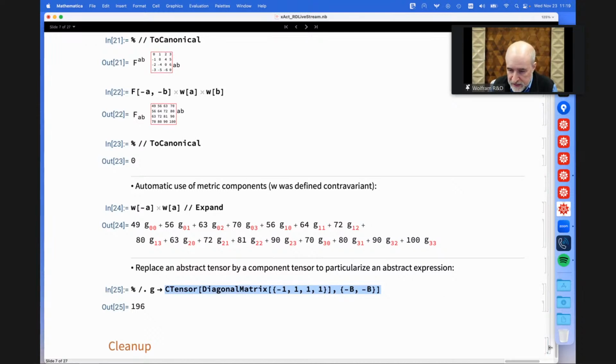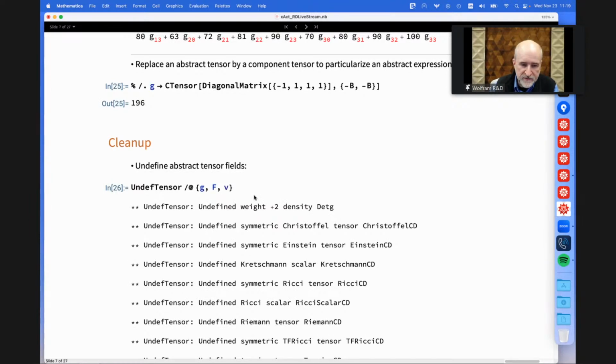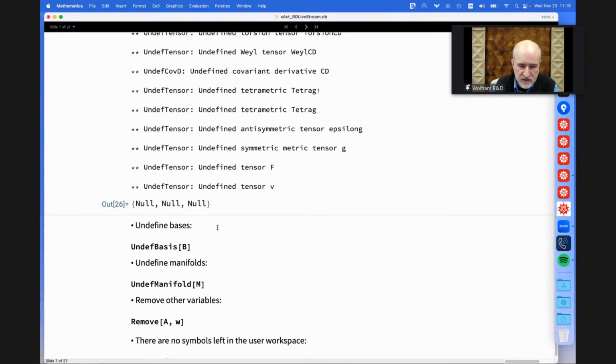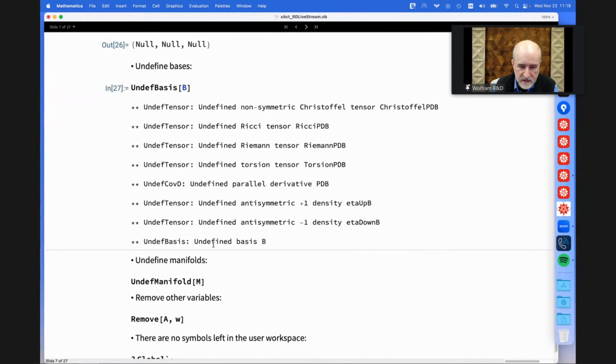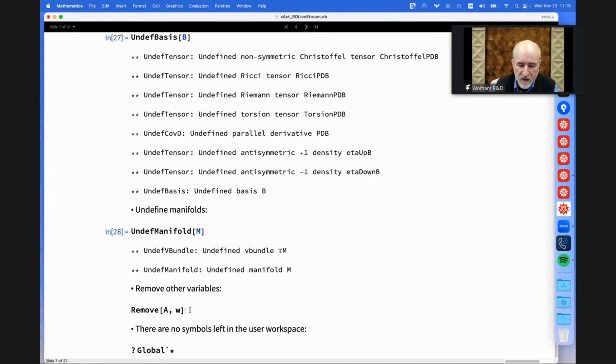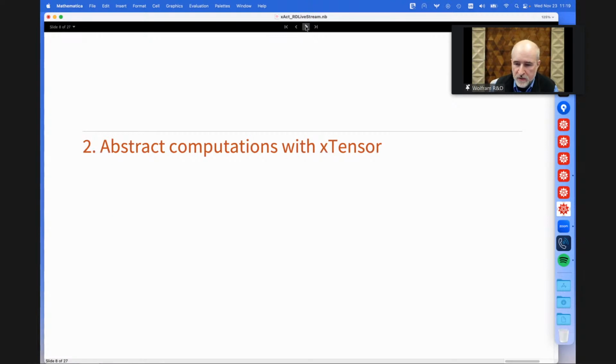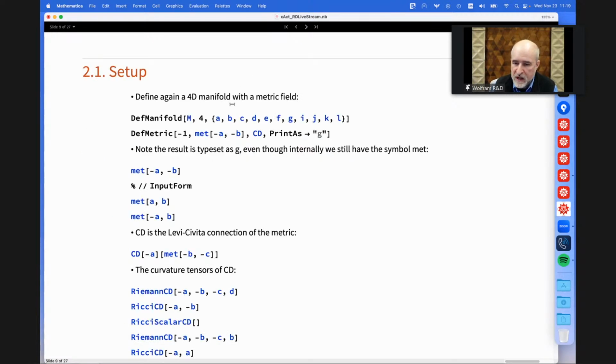Okay, so in xAct, everything gets a type, and what we will do now is to undefine things. So you can undefine your tensors, you can undefine your bases, you can undefine the manifold, you can remove the objects that were assigned, and at the very end, you can check that, voila, we don't have any symbols in the user space, right? Okay. So let me go now to a non-trivial computation, and from now on, I will go a bit faster.